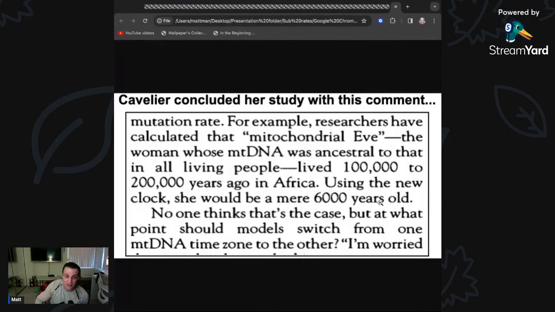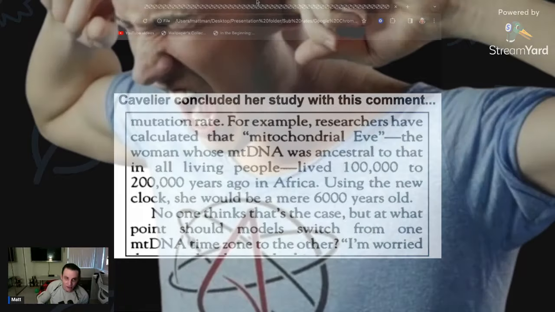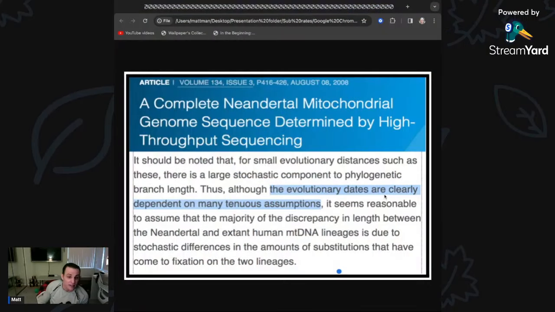Now listen, pay attention. No one thinks that's the case, right? Because they believe in evolution. But at what point should our models switch from one mtDNA time zone to another? I'm worried. Yes, you should be worried. You should all be worried if you believe in evolution, because you're believing in a fairy tale. That's why you're throwing out selection and all these other random things in hopes and in dreams that you're still related to a sponge. Next, the evolutionary dates are clearly dependent on many tenuous assumptions. Oh my gosh, they admitted that. Really? What else are they going to admit?